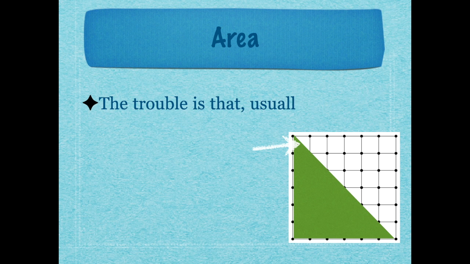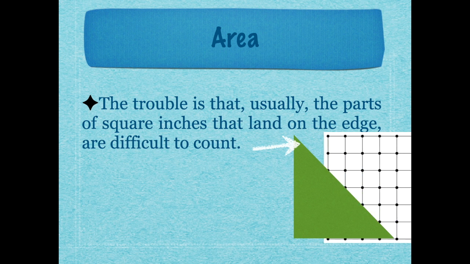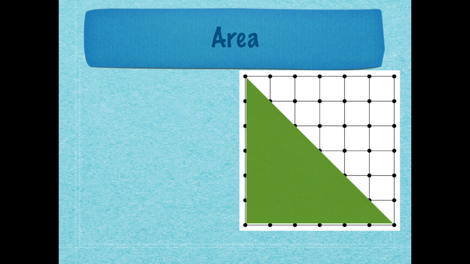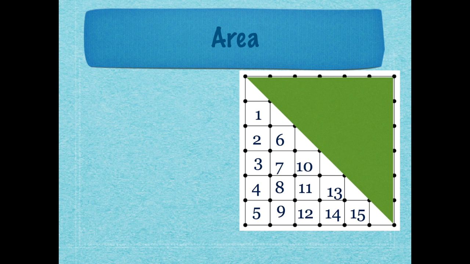The trouble is that usually the parts of square inches that land on the edge are very difficult to count, but I'll show you how to do that later. So if I just look at this triangle and I want to count the squares that it covers up, let me move it out of the way and just start counting. In the very least, I can say that the triangle has an area of at least 15 square inches. At least 15. I know it's at least 15, and I know it's smaller than 30. So at least now I have a range of where I can go.